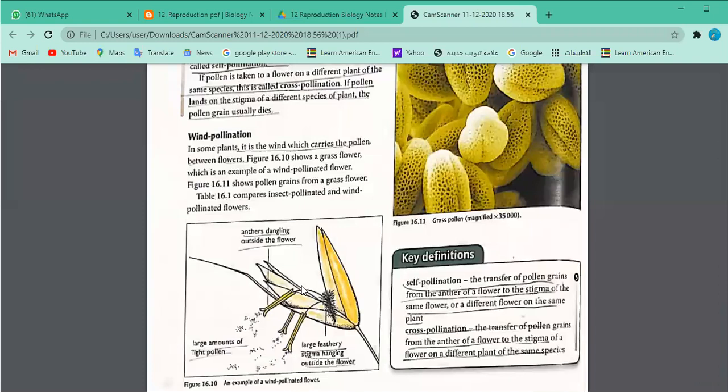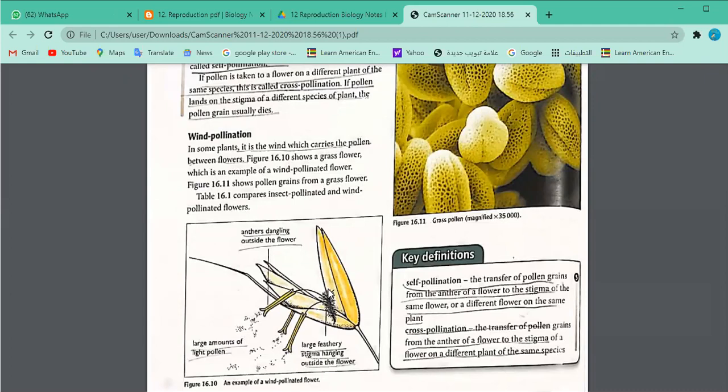Very good. This is very, very important. What else? The pollen, they have a large feathery stigma, like they can fly, sort of float to other places. That's very true. And look at the anthers, the stamens are hanging or dangling outside the flower, and even the large feathery stigma hanging here can easily catch pollen in the air. So it can easily trap pollen grains.